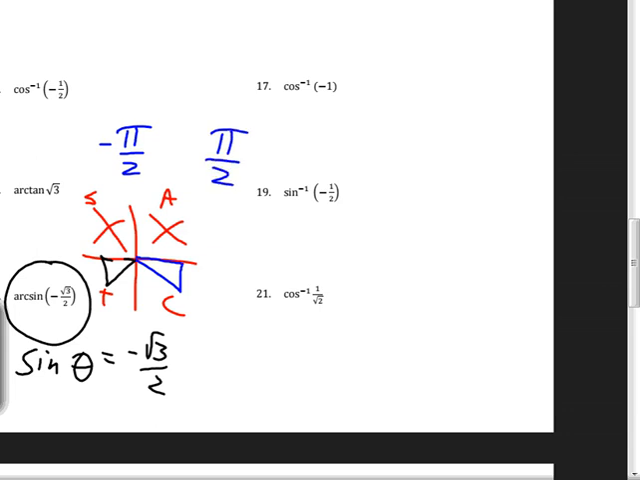Do you get that this angle right here is not between? In this kind of a picture, that's where pi over 2 is. In this kind of a picture, that's where negative pi over 2 is. So it can't be over here. Inverse sines only work between negative pi over 2 and pi over 2. Because otherwise it won't pass the horizontal line test.